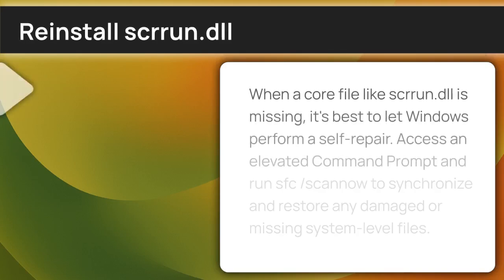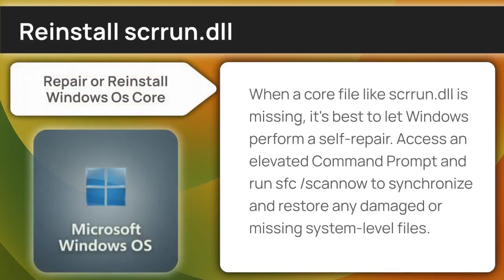When a core file like Script Runtime DLL is missing, it's best to let Windows perform a self-repair. Access an elevated command prompt and run sfc /scannow to synchronize and restore any damaged or missing system-level files.